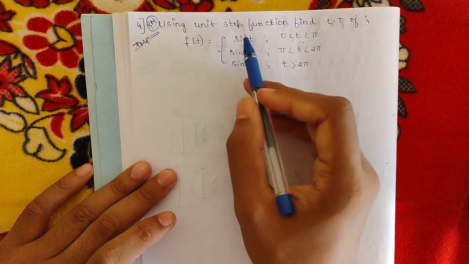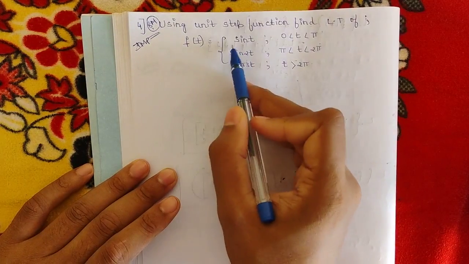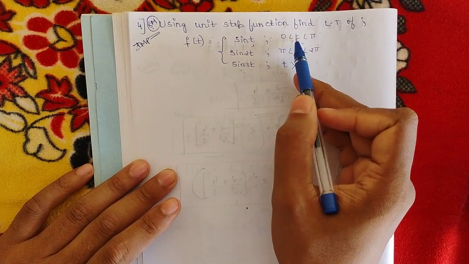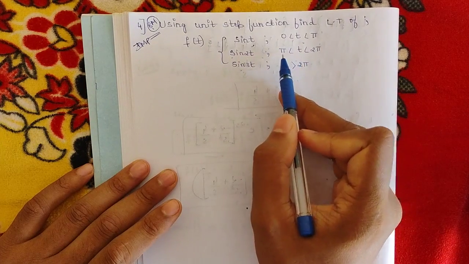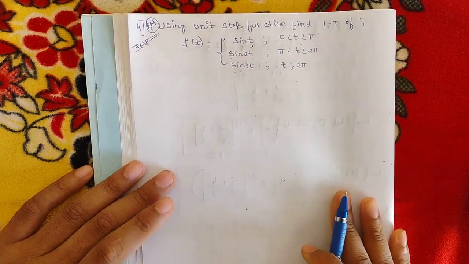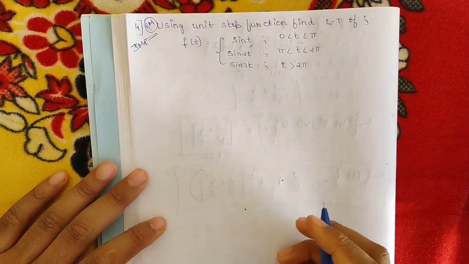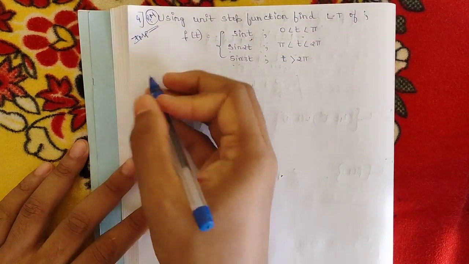Using unit step function, find the Laplace transform of the given f of t. That is, f of t is sin t when the interval of t is from 0 to pi, it is sin 2t when the interval of t is from pi to 2 pi, and it is sin 3t when the interval of t is greater than 2 pi. So this is the question given. This is according to the third property of unit step function which we have discussed. Let us solve it now.